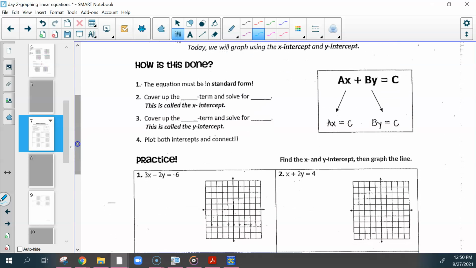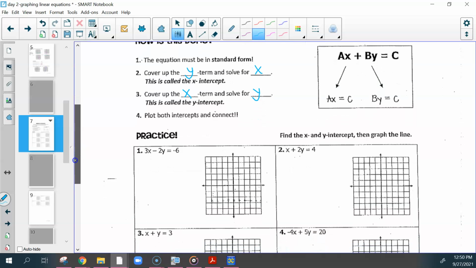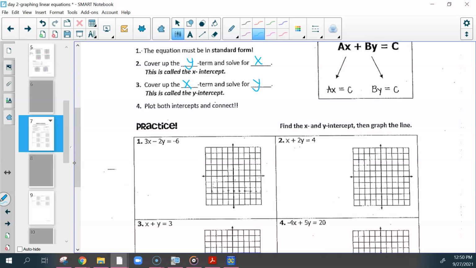So if it's given in this form, and we wanted to do it by X and Y intercepts, it's kind of like how we were solving X and Y intercepts. So this is cover up the Y term, solve for X, cover up the X term, solve for Y. The cover up is like putting 0 in for one of the variables and solving for the other part. So in this case, you're going to have your X and Y intercept as points, and you're going to draw a line using just those points, not your slope and Y intercept like we have been doing.